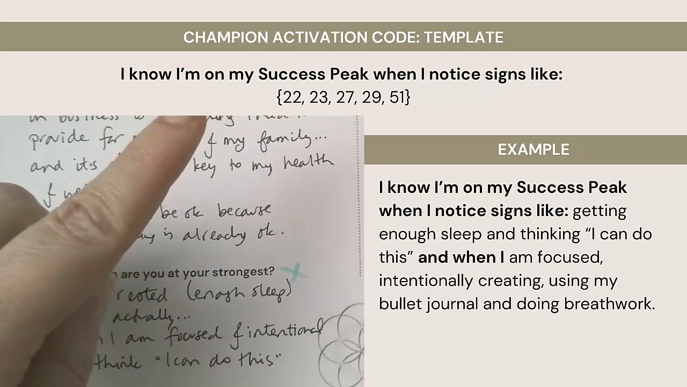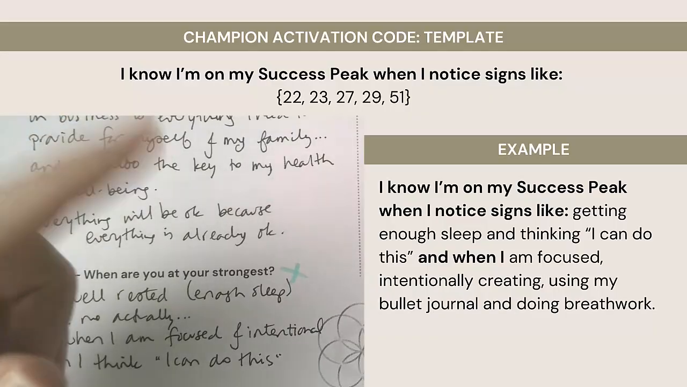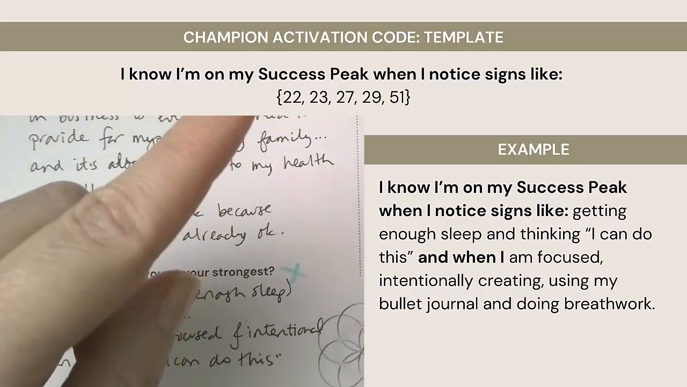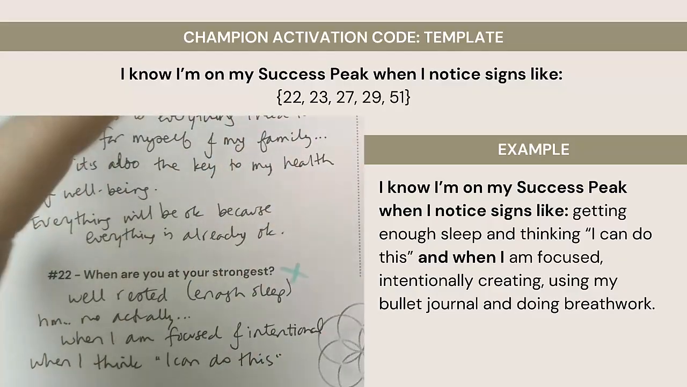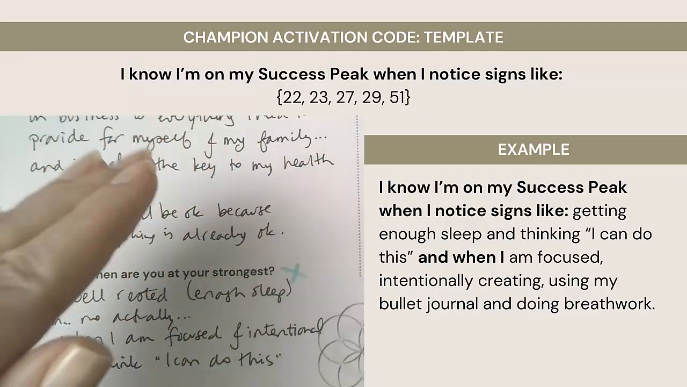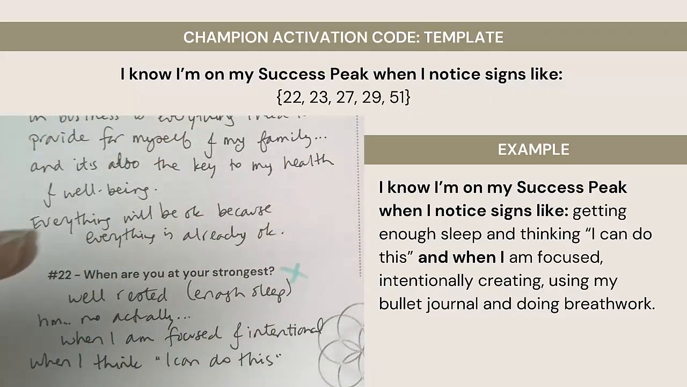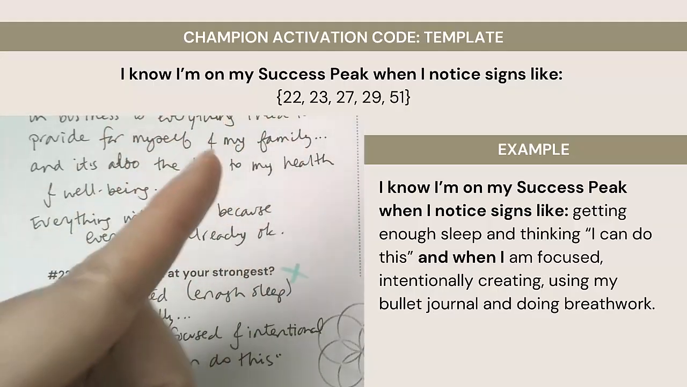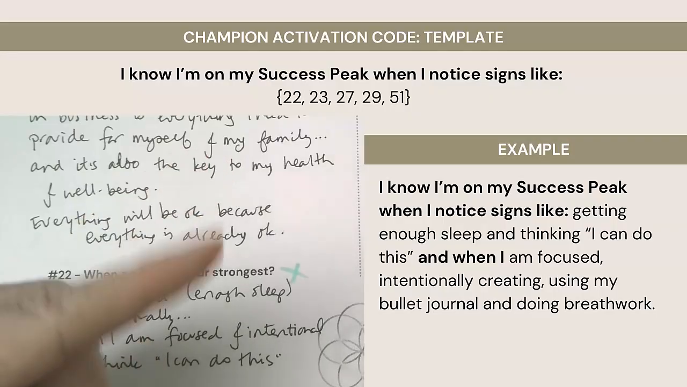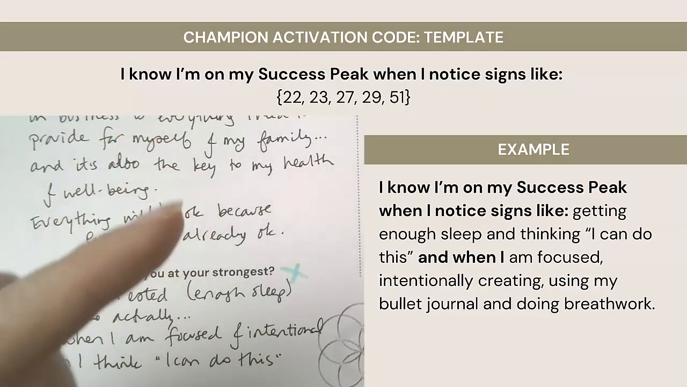Our next sentence is, I know I'm on my success peak when I notice signs like things that we find in 22, 23, 27, 29, and 51. So this is a sentence where we're really going to a wide range of our answers and trying to pull, when do we know that we're successful? And the success peak is your peak of success, your maximum success, the time that you're the most successful, when you are performing and you're doing your best.